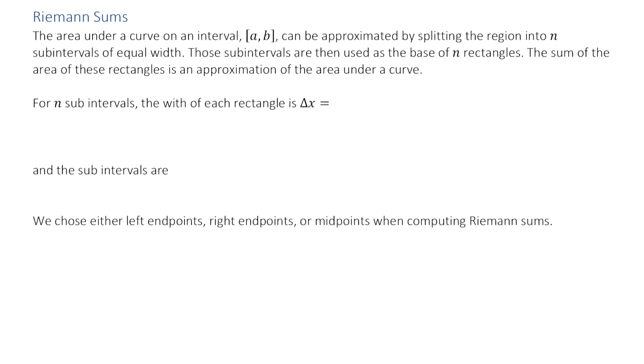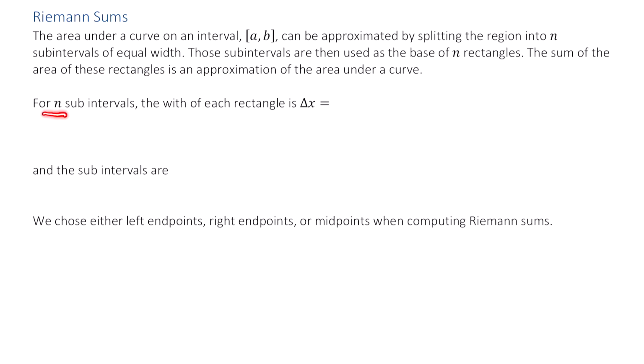The area under a curve on interval AB can be approximated by splitting the region into n subintervals of equal width. Those subintervals are then used as the base of n rectangles. The sum of the area of these rectangles is an approximation of the area under the curve.